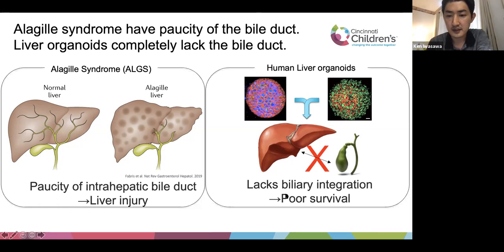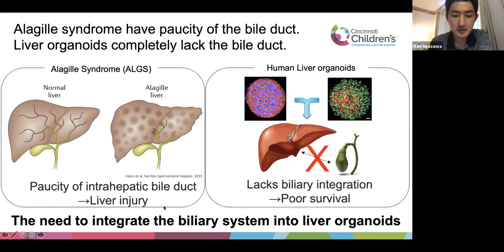This problem that we're facing with the human liver organoids is quite similar to what we're facing in Alagille syndrome patient livers. There is a paucity of the intrahepatic bile duct in the Alagille syndrome patient's liver, an accumulation of the bile acid, and that causes liver injury. So in both aspects, the need to integrate the biliary system into our liver organoids is important for future applications, as well as for studying organogenesis.